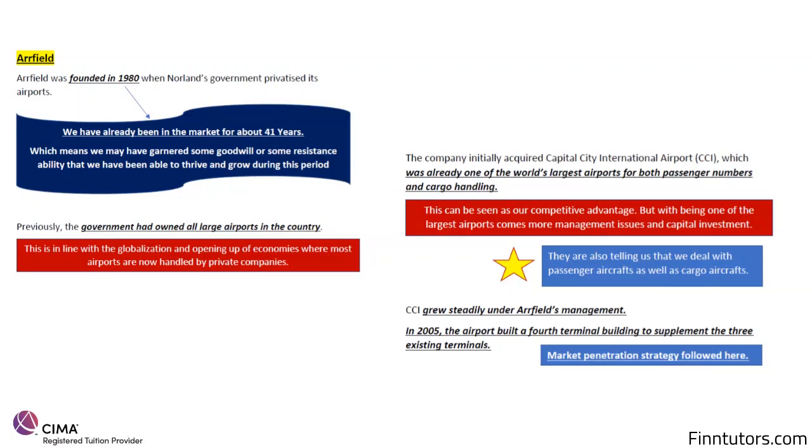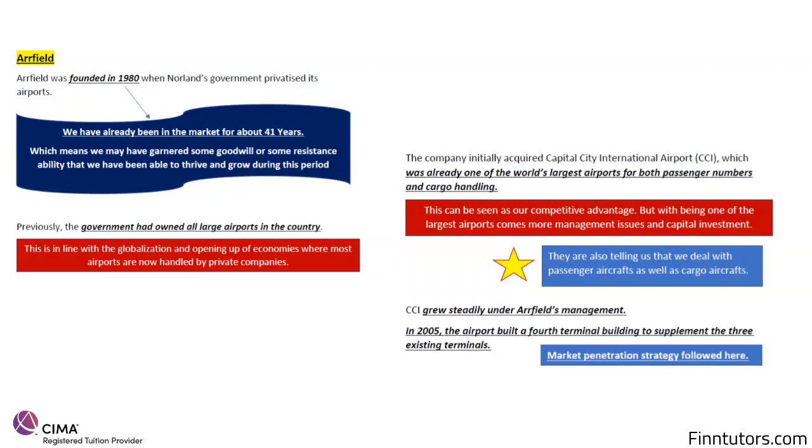The Capital City International Airport, now referred to as CCI, grew steadily under Arrfield's management. In 2005, the airport built a fourth terminal building to supplement the three existing terminals. So you had three terminals. You were already the world's largest in passenger and cargo handling. You built a fourth terminal in 2005. So what I'm seeing is, you want to capture more of this market. You want to make sure anybody flying from Capital City uses your airport, because the flight is available only from your airport. So I'm seeing a market penetration strategy being followed over here.